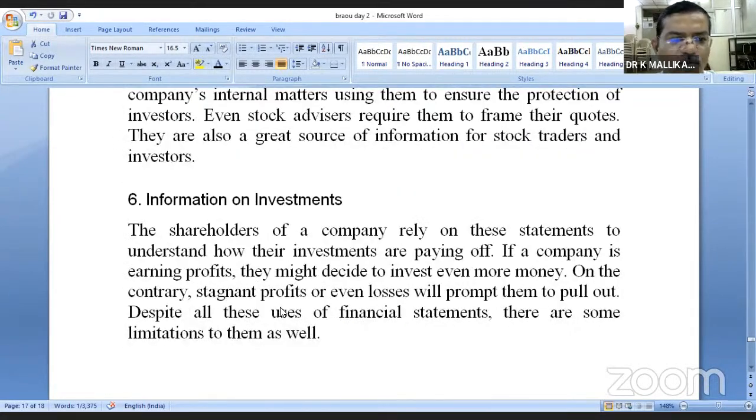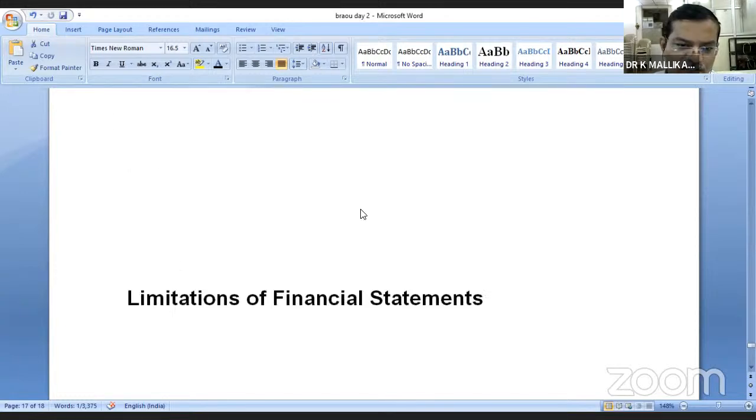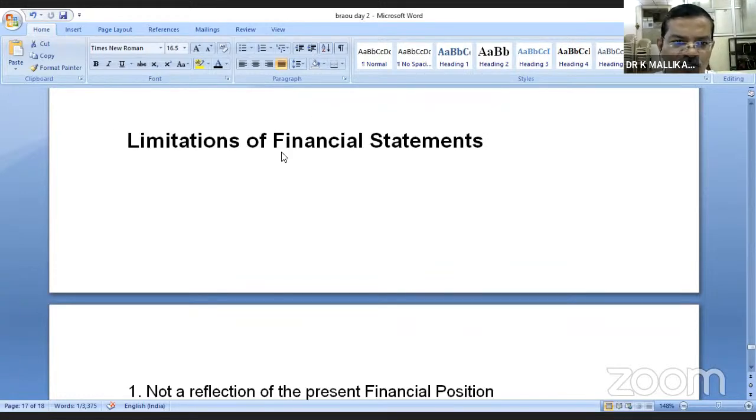See, information on investments. The shareholders of a company use this statement to understand how their investments are paying off, right? Regarding stagnant profits or even losses, all this data is very important for information regarding investments, right? So what are the limitations?